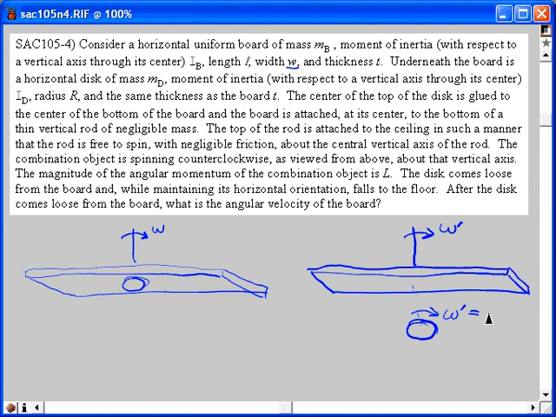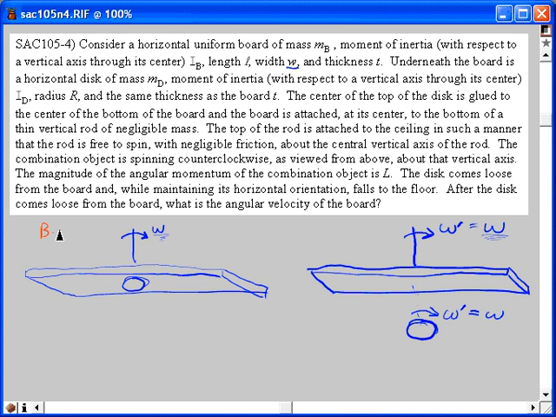So there's actually no change to any angular velocity. That is, the angular momentum of the disk didn't change. Its moment of inertia didn't change. So however fast it was spinning, it's still spinning. And that goes for the board as well, separately. So actually, they're asking for omega, how fast the board is spinning afterwards. But that's the same as the original omega. So the problem really boils down to what's the original omega.